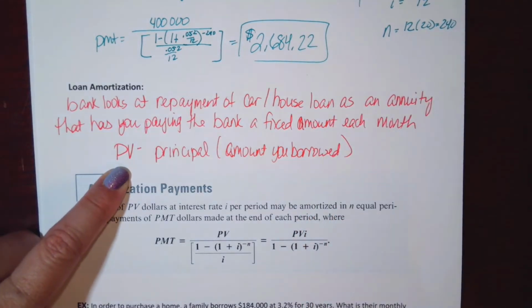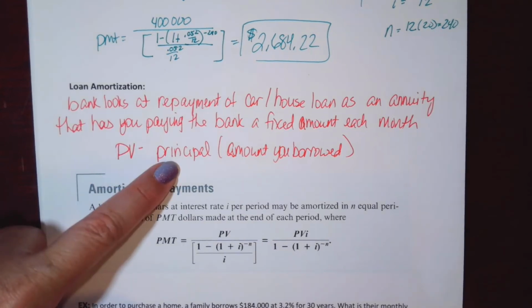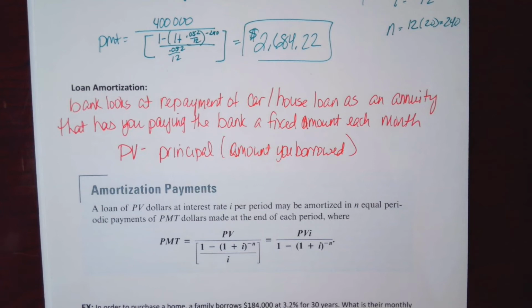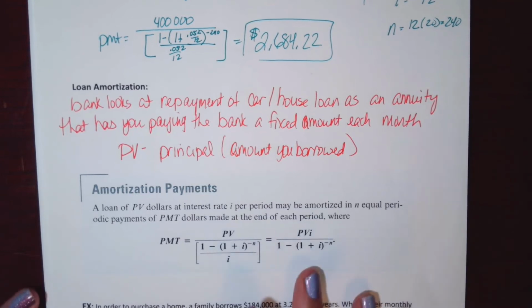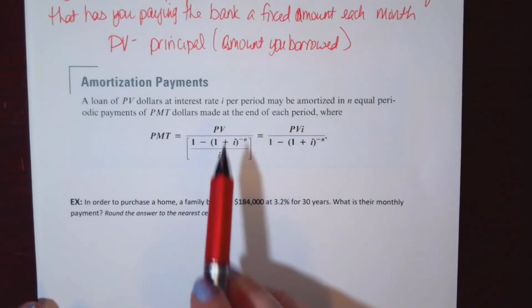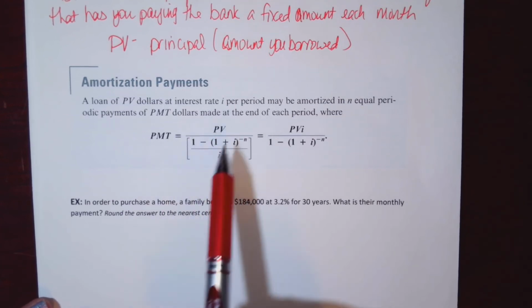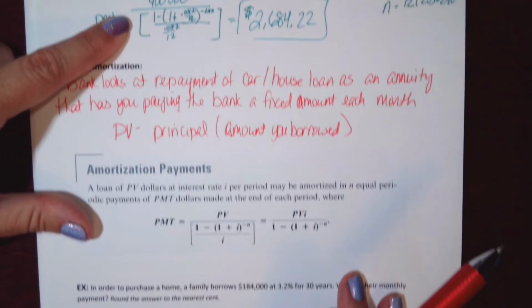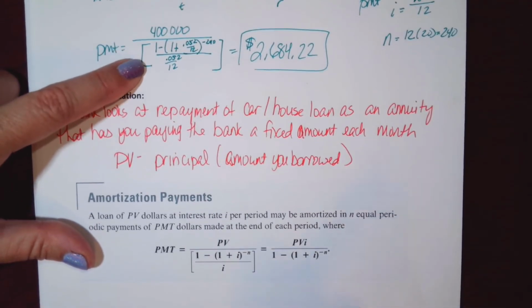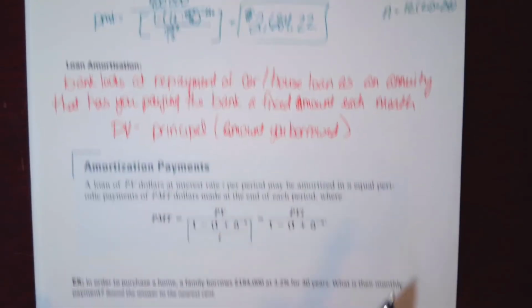So when I teach loan payment values, loan amortization in other classes, we don't use PV, we just use P for principal. So to calculate your payment of your loan, it's just like that present value formula that we've been working with. So to find the payment, we do PV over, and this is exactly what we just did. We rearranged our formula. That's all we did.